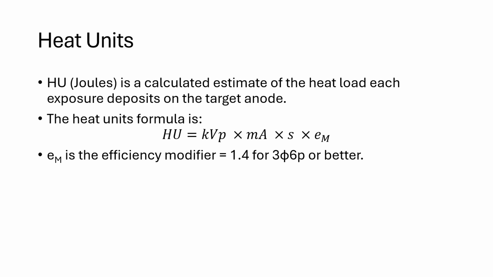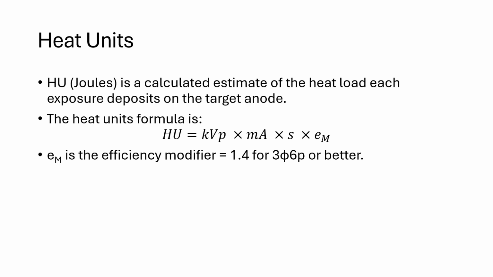If you solve the equation kVp times mA times time, well, remember, voltage is joules per coulomb, and then amperage is coulombs per second, and then you're multiplying by seconds. And so joules per coulomb times coulombs per second is joules per second. And then joules per second times seconds is just joules. See how that works? So heat units is joules. That took me like 30 seconds. Okay.